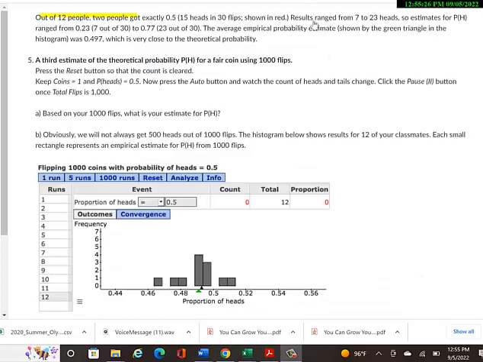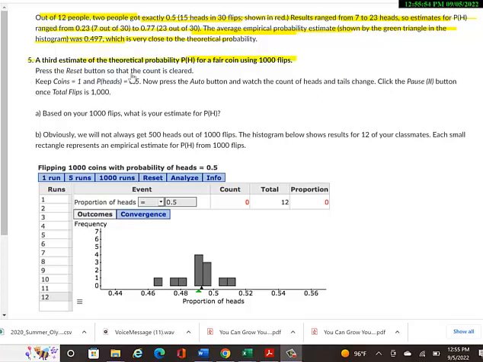Out of 12 people, 2 people got exactly 0.5, which is 15 heads out of 30 flips. It's shown in red in that graph. Results ranged from 7 heads out of 30 to 23 heads out of 30. So estimates for probability of H ranged from 0.23 to 0.77. The average empirical probability estimate, shown by the green triangle in the histogram, was 0.497, which is very close to the theoretical probability.